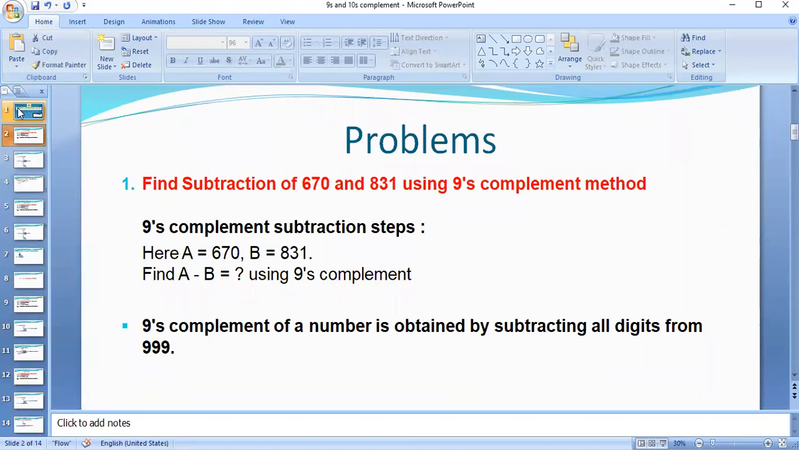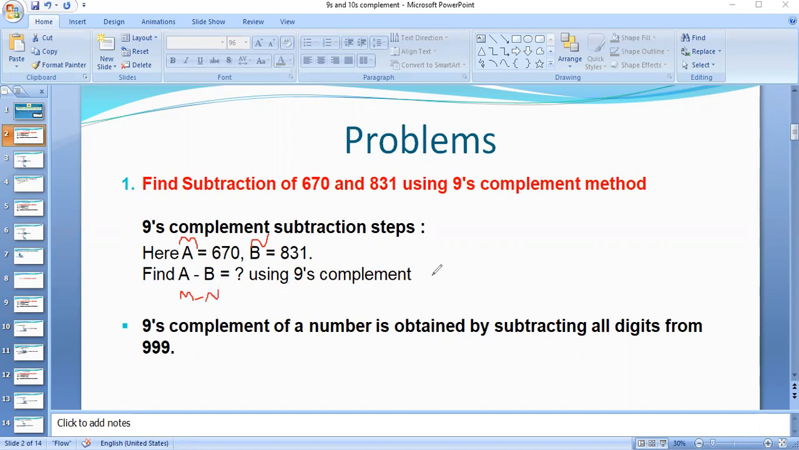See here, I'm taking one example. Find the subtraction of 670 and 831 using the nines complement method. Okay, so here I am considering the minuend is equal to 670, and here I am considering the subtrahend is equal to 831. What we have to find? We have to find m minus n using the nines complement method.